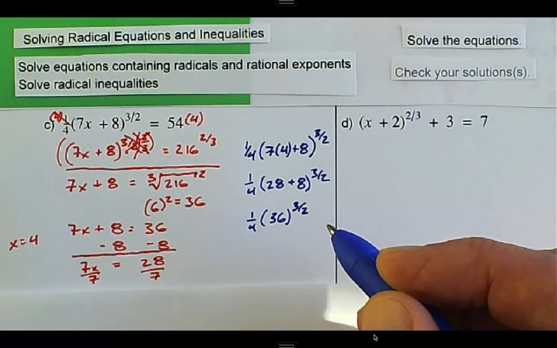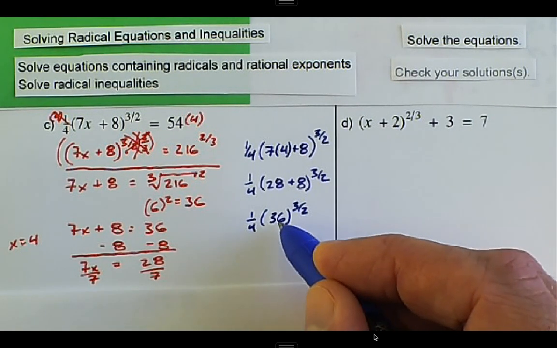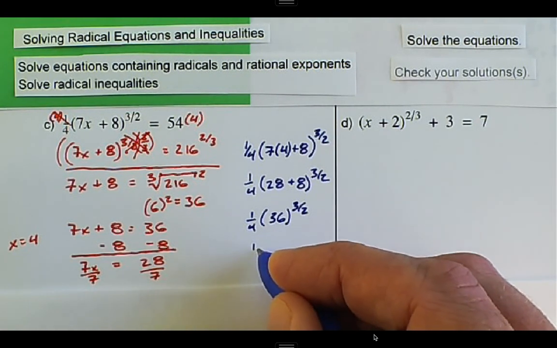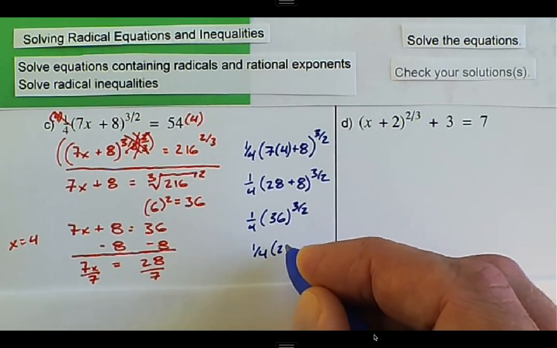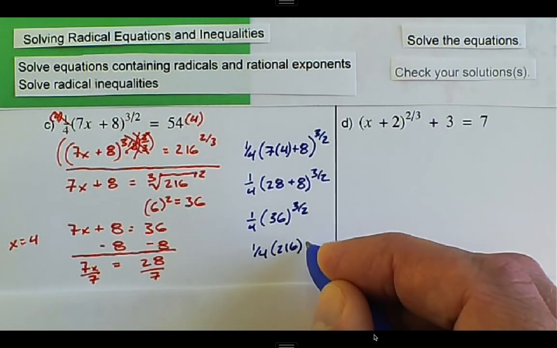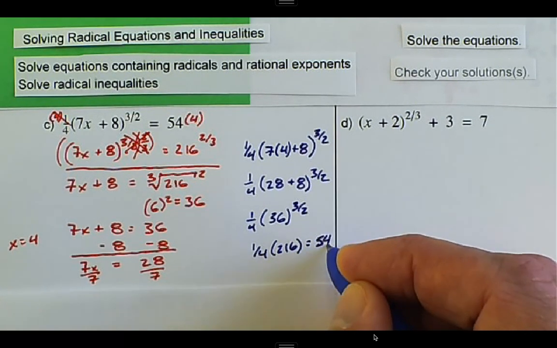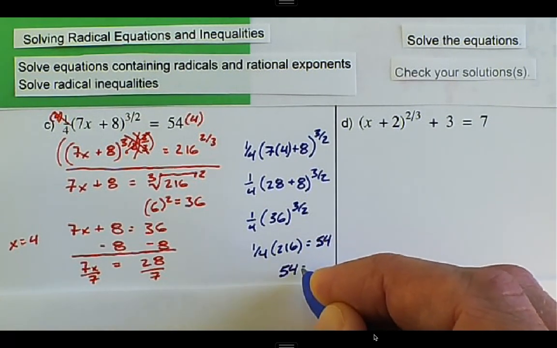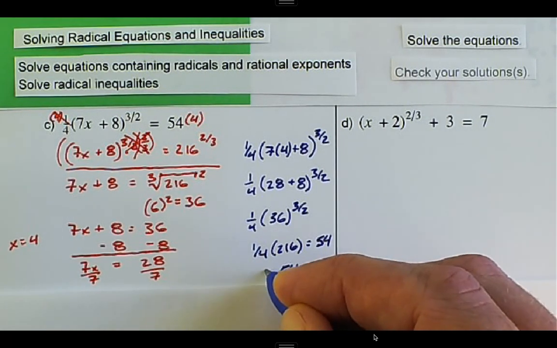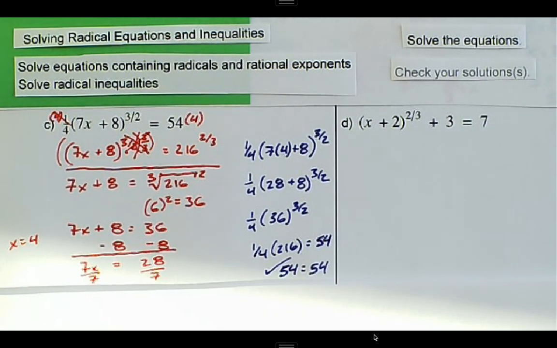And if we take the square root of 36, we get 6, and then we cube it, we get 216. So 1/4 of 216, we're checking to see if that is equal to 54, and that is equal to 54. So that does work. 4 is the solution that we're looking for.